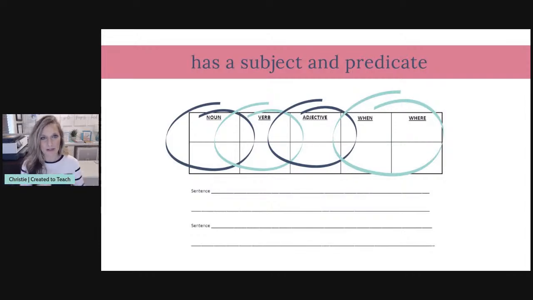Now, again, these are going to be pre-taught prior to expecting them to do this. But what I want to focus on here is that a fragment is lacking. Okay, the fragment has something missing.